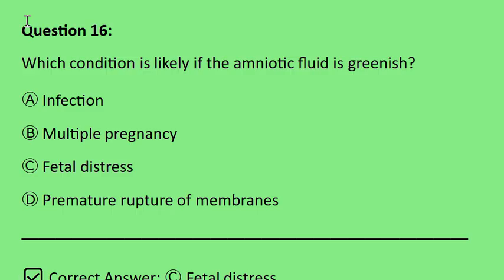Read the four options carefully. Pause the video for 5 to 10 seconds and then I will share the correct answer with you.